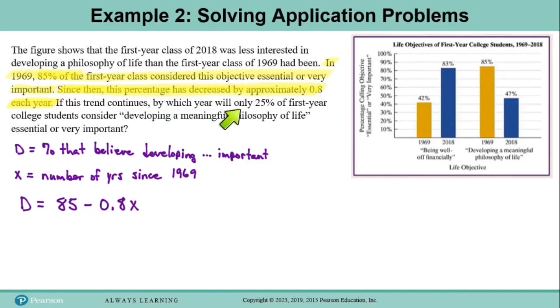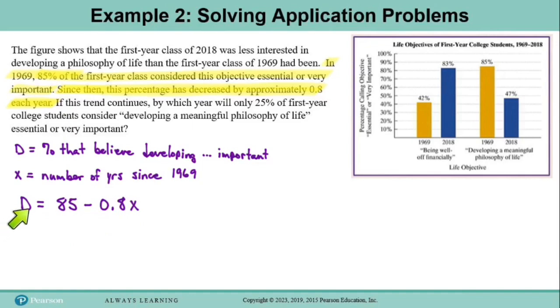So now, if we look at the question, by which year will only 25% of first-year college students consider that essential or very important? So they're giving us the value of d, and they're asking us to find the year. But what we're really going to find here is the number of years since 1969.